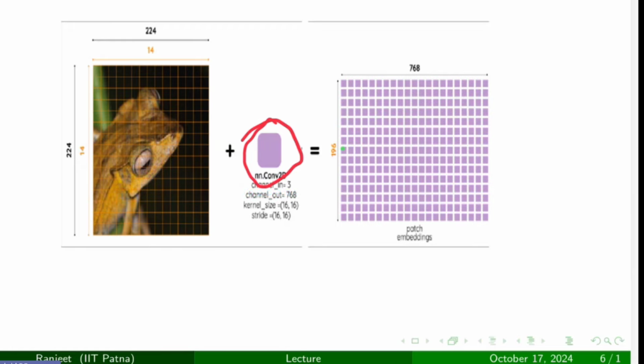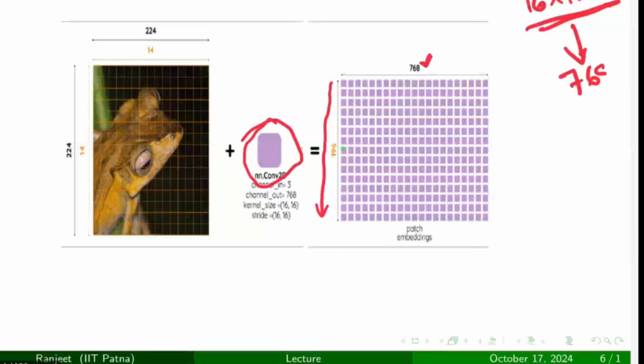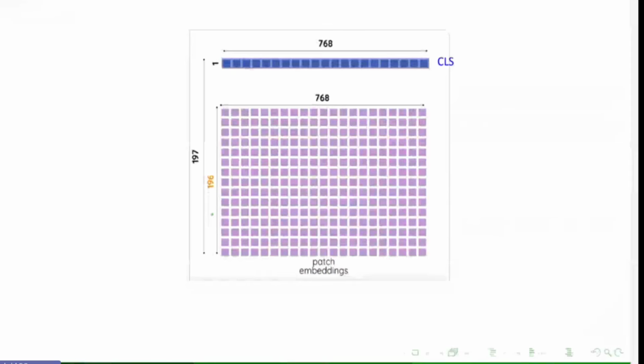But when you do it, what will you get? You'll get 196 patches, 196 tokens, and each token has dimension 768. Why? Because you have converted this 16 by 16 by 3 matrix, and if you multiply these all together, it gives you 768 values. So you have 196 such embeddings. Now we also consider one extra vector, or one extra token, and that is called the CLS token, the classification token.